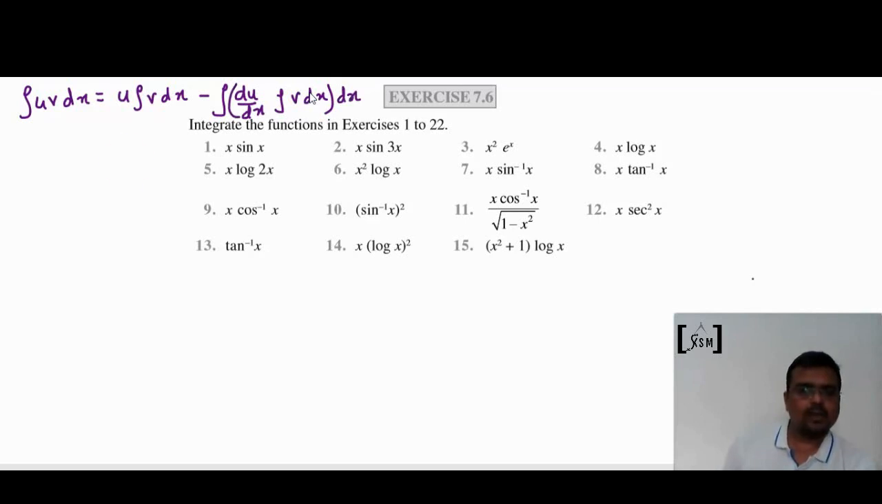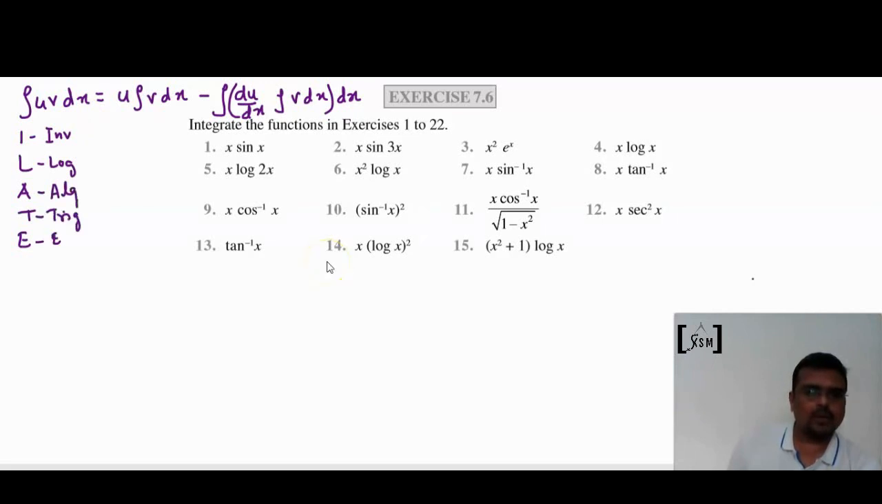First of all, we decide what would be my u function and what would be my v function. To decide that, we follow a rule called ILATE: I for inverse, L for logarithmic, A for algebra, T for trigonometric, and E for exponents. Whichever function comes first is supposed as u, and whichever function comes later would be supposed as v.